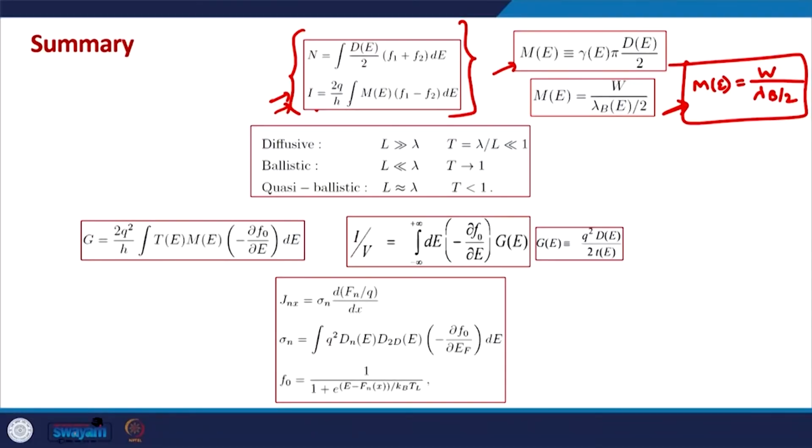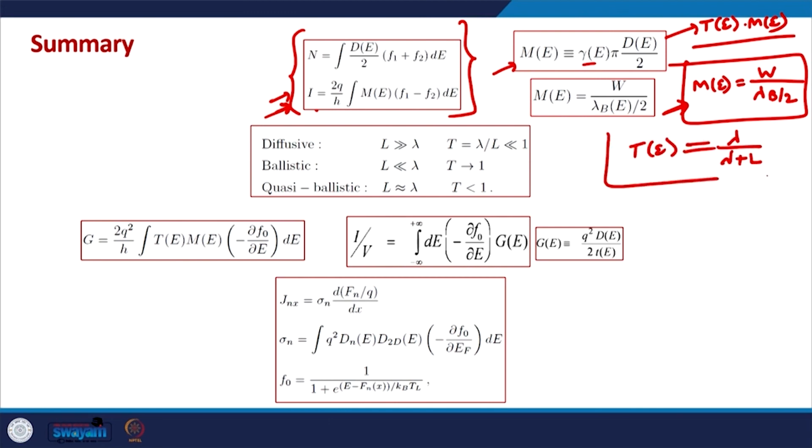From there, we generalized. We tried to investigate the current expression for the diffusive case, and in that case this quantity gamma pi d by 2 becomes T_e times M_e, where T_e is the transmission coefficient. This transmission coefficient is essentially lambda divided by lambda plus L, and these are the values of the transmission coefficient for various regimes of transport: ballistic, diffusive and quasi-ballistic.